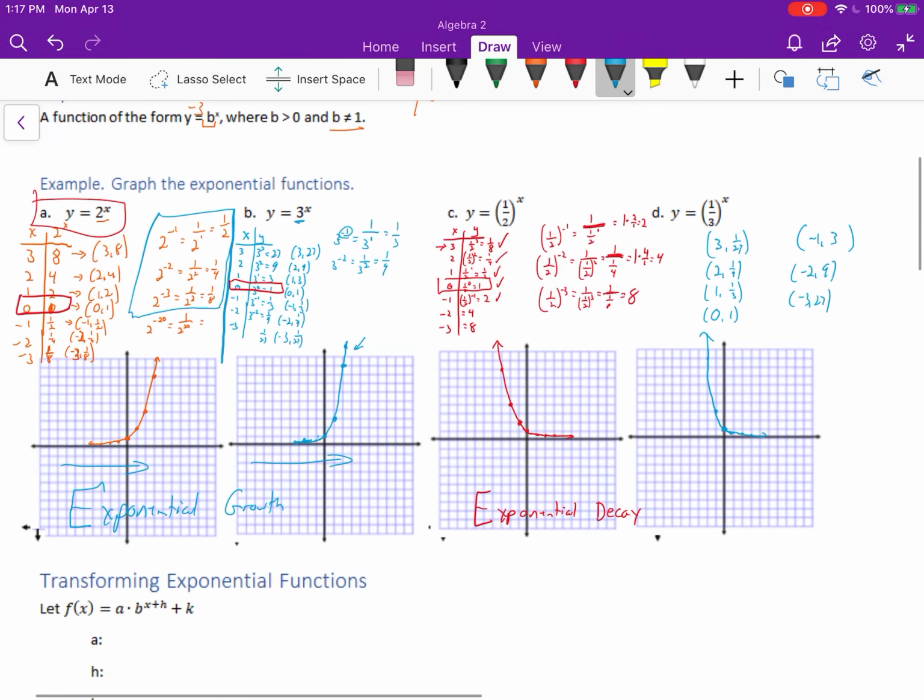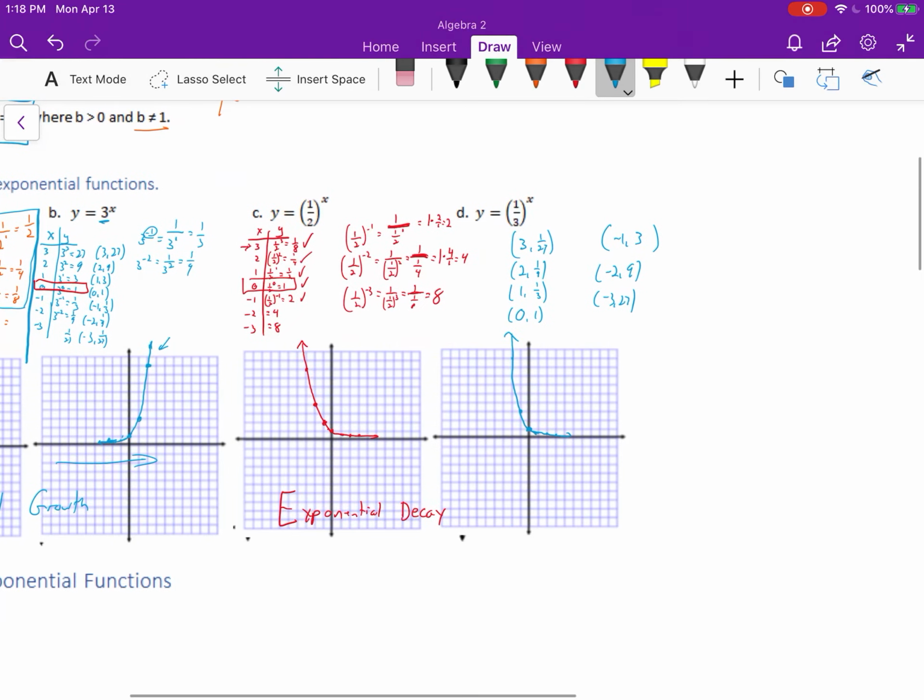So these first 4 that we just graphed, these would be considered parent functions. We'll have other functions related to those, but it's just in this form. It's y equals something to the x power. So something in this form is the parent function. And what do we notice about these?